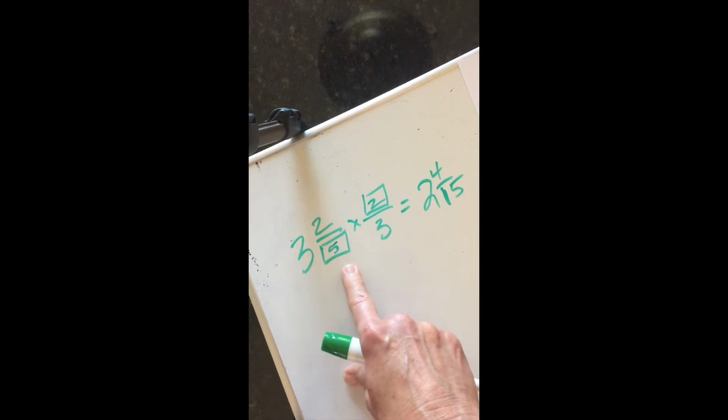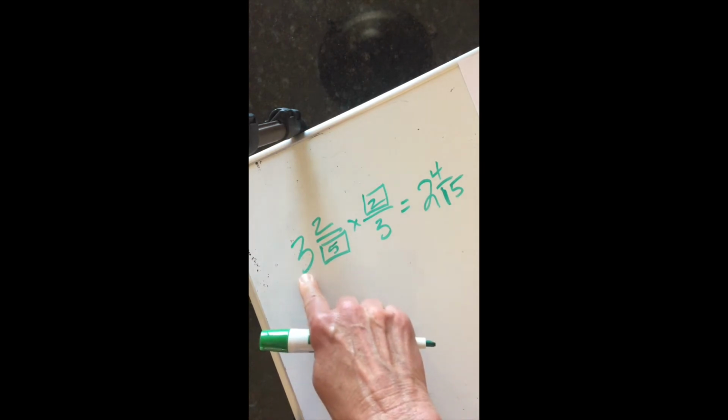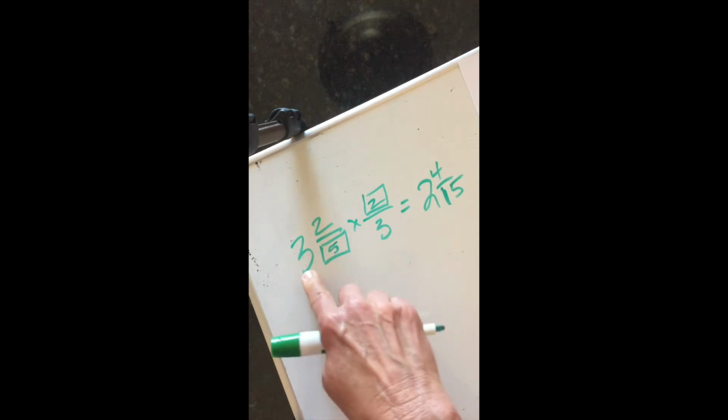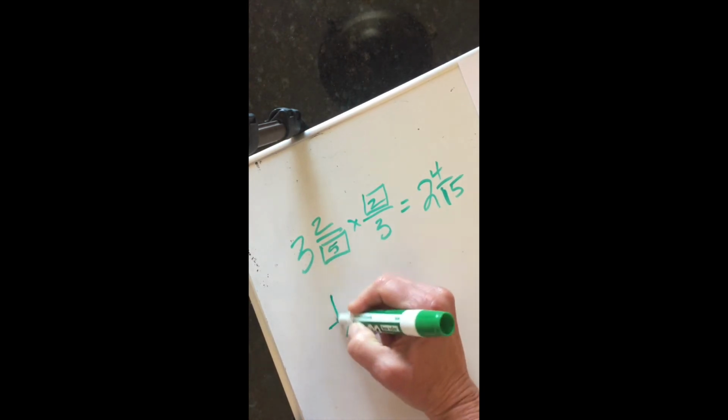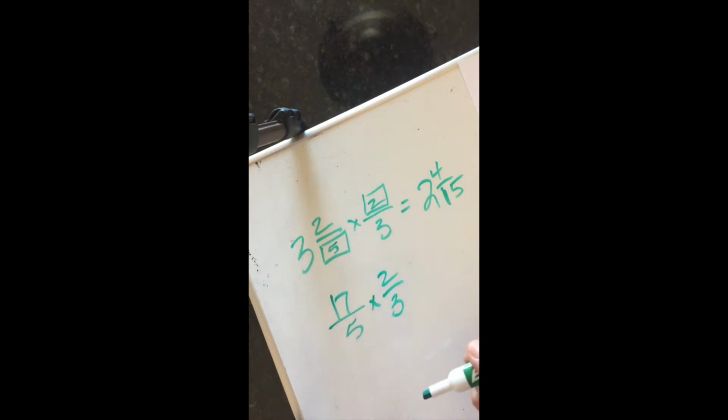So 3 and 2 fifths, if we want it to be fifths, 3 of them would be 15 fifths, plus 2 more makes 17 fifths, times 2 thirds. And first thing I'm going to do is look for an opportunity to simplify. I don't see any, because if we swap these, 17 thirds, that is simplest form, and 2 fifths would be simplest form. So we're going to have to multiply.